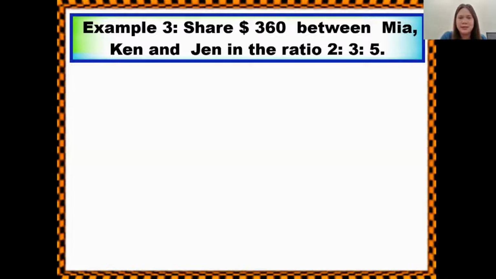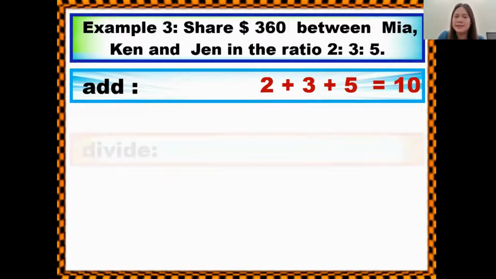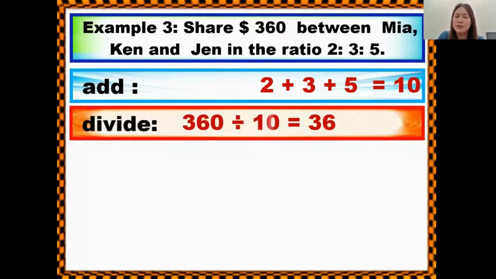So are you ready, year 8, with your answer? So let's check your answer. First step is to add what? We will add the number in the ratio. 2 plus 3 plus 5 is equal to 10. That means the total parts. We have 10 as the total parts. And step number 2, we need to divide the amount by the total parts, which is 10, to get the value of 1 part. So 360 divided by 10 will give you $36.